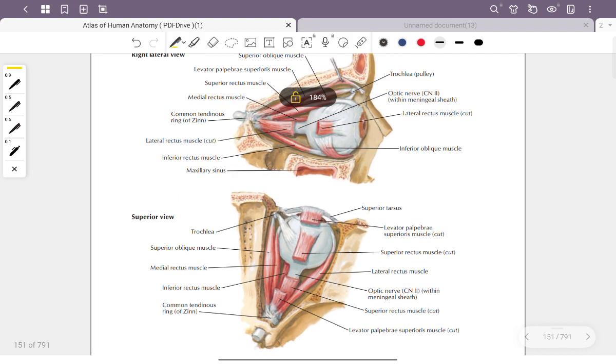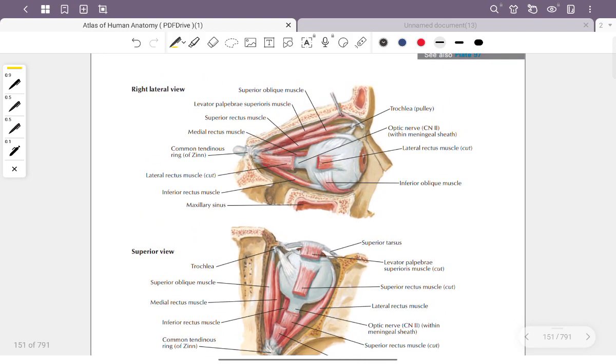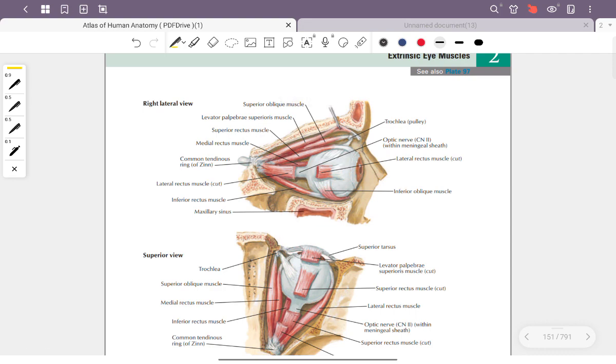So let me zoom in. We have two views, the right lateral view and the superior view. In the previous lecture, I've already told you what a lateral view is. Lateral view means we are looking at an organ from its side. And in the superior view, we are looking at the organ or the human body from the top.